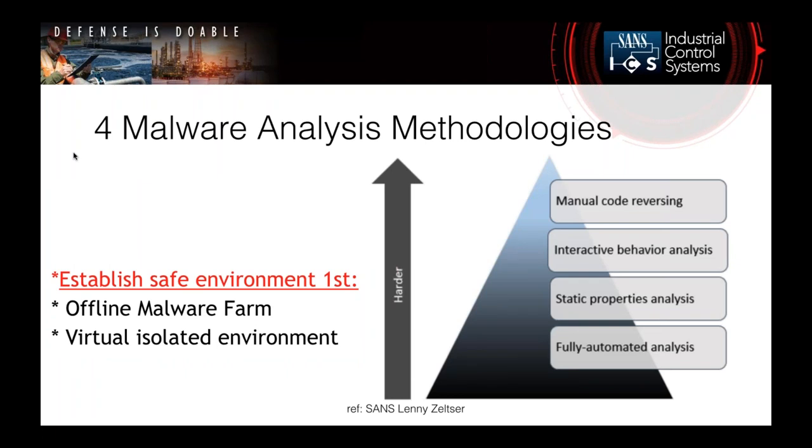Now there's four here, and what's really important before you do any malware analysis whatsoever is to make sure you have an established safe environment to do that analysis. Nobody wants to shoot themselves in the foot here, and there are several ways to set up a safe environment to do malware analysis. That could range from an offline bare metal malware analysis farm, for example, and that could be five hardware machines or 10 hardware machines configured differently where you would actually run malware and observe that. We'll talk about that in a minute.